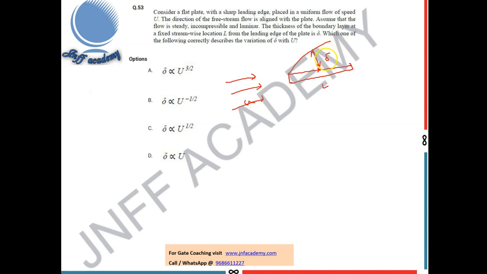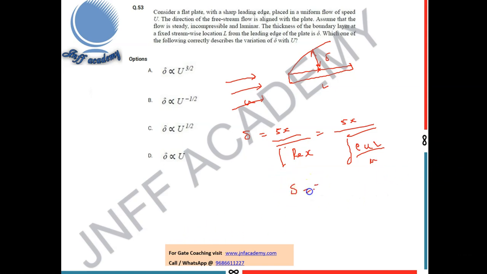What they are asking is: what is the relationship between u and delta? So we know the boundary layer relationship is delta is equal to 5x divided by root of Re_x for a flat plate. So 5x divided by root of rho u L divided by mu.